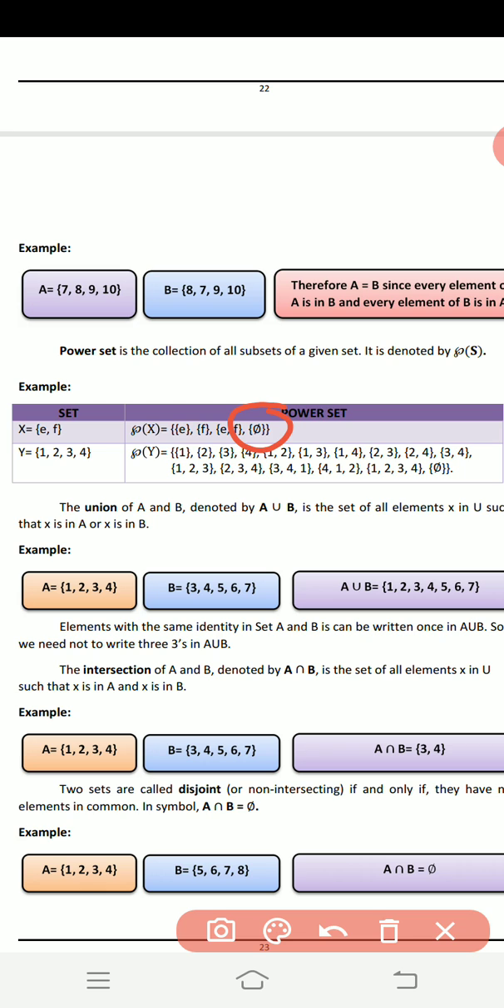Anyway, alam niyo naman kung paano siya i-denote. Next, we have here set Y containing 1, 2, 3, 4. So we list down the elements. Unit set muna, or a set with one element. So 1, 2, 3, 4.